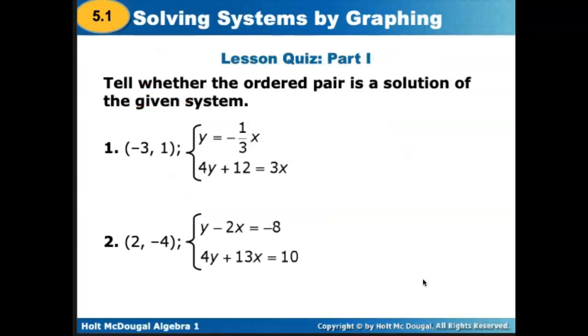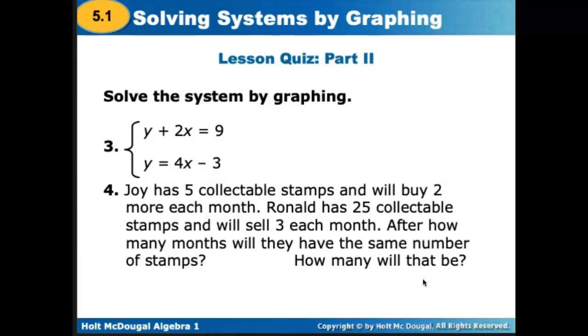So try out the lesson quiz. Pause the video. And the first one does not meet the criteria. They're not the same. And the second one is. That is a solution to the system. Try this one.